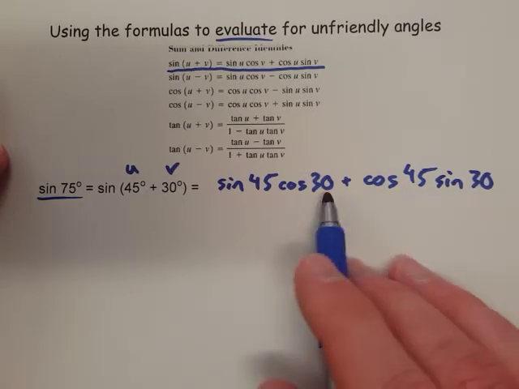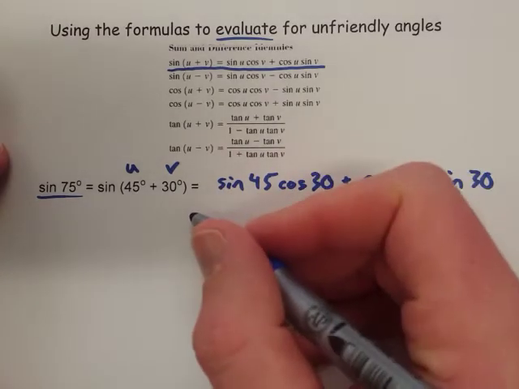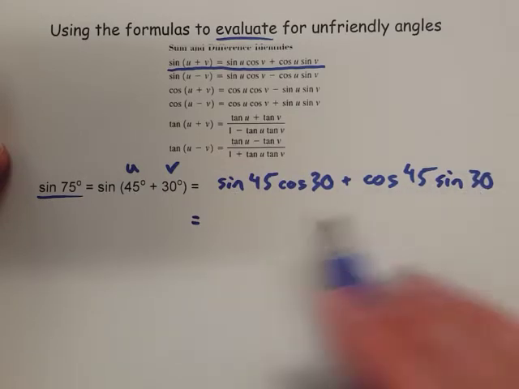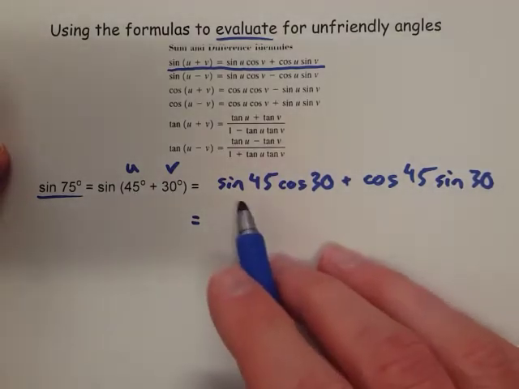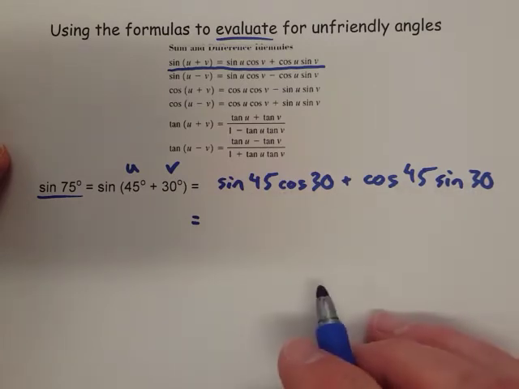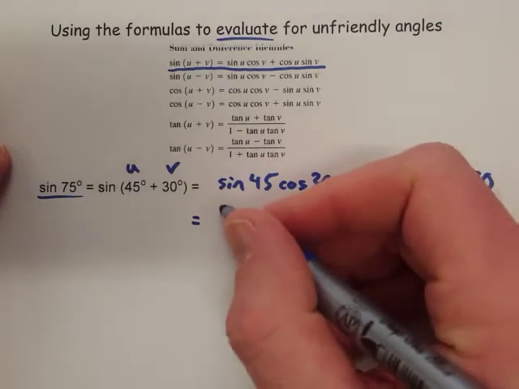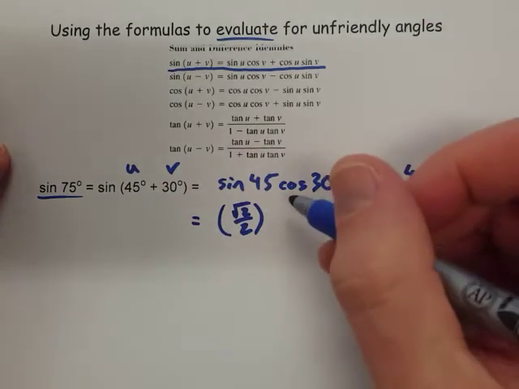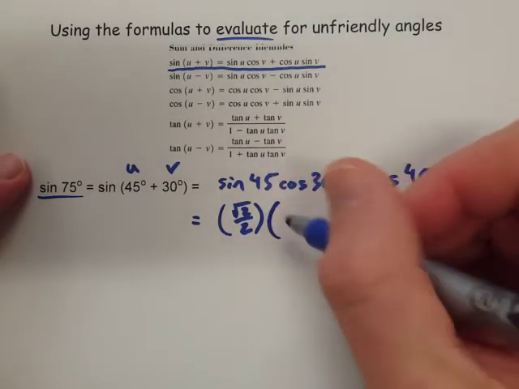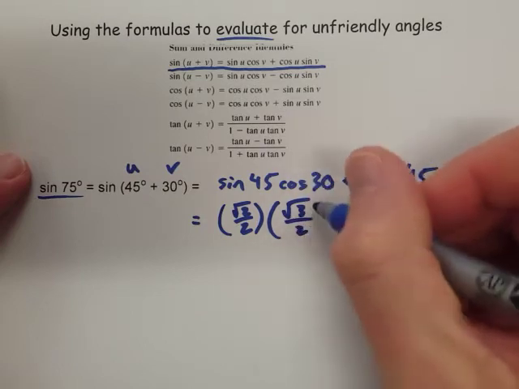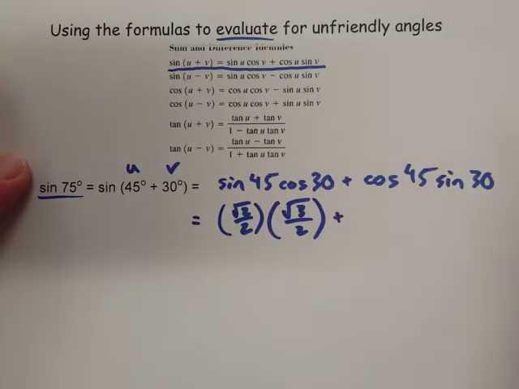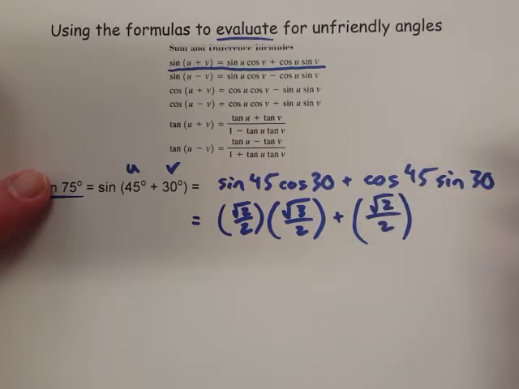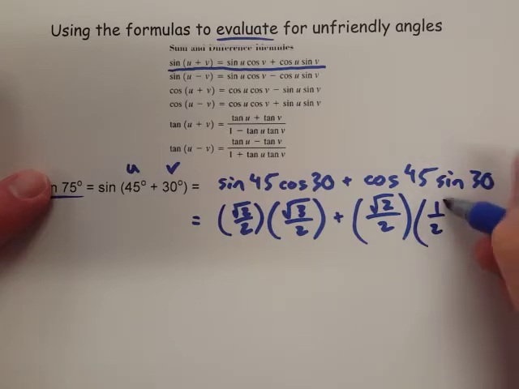You might want to take a second, pause the video and give it a try yourself, but in just a second I'm going to share with you the values for each one of those. This would involve drawing a special right triangle and then using the sides to evaluate. So here goes. Sine of 45 is equal to square root of 2 over 2. Cosine of 30 is square root of 3 over 2. Cosine of 45 is square root of 2 over 2. And then sine of 30 is 1/2.